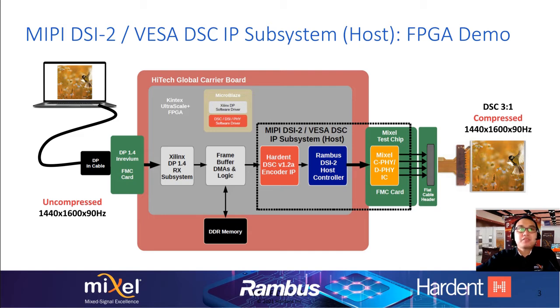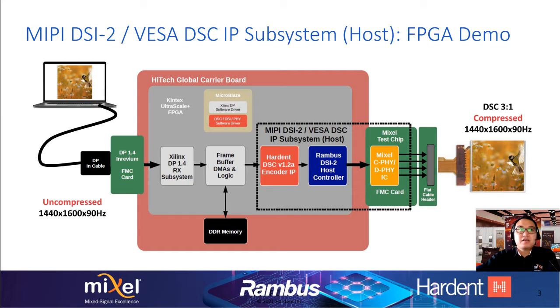The frame buffer is primarily used as a time-base corrector or frame rate converter, if required, to test various display frame rates. Then a video DMA will feed the Mixel Rambus Hardent MIPI DSI-2 VESA DSC subsystem, shown in the box outlined by the black dashed line. Two of the subsystem components are inside the FPGA: the Hardent DSC encoder that compresses the video into a DSC stream, and the Rambus DSI-2 host controller.